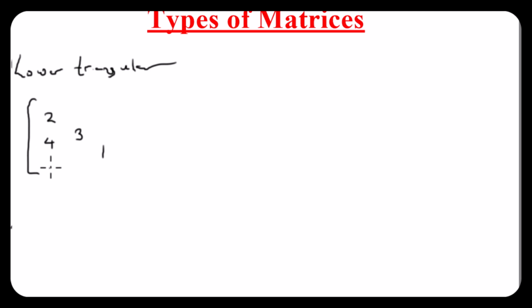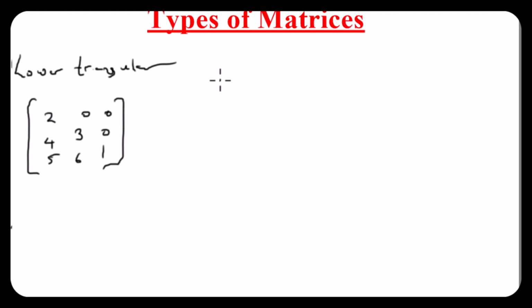So let's say this is 4, this is 5, this is 6, right? The ones that are above the diagonal are 0. So this is the lower triangular matrix. These types of special matrices are actually very useful when you're solving questions or in the application of matrices.